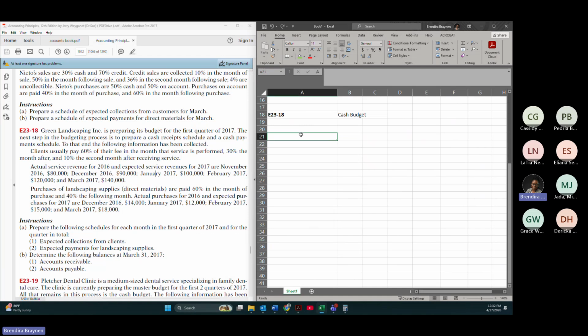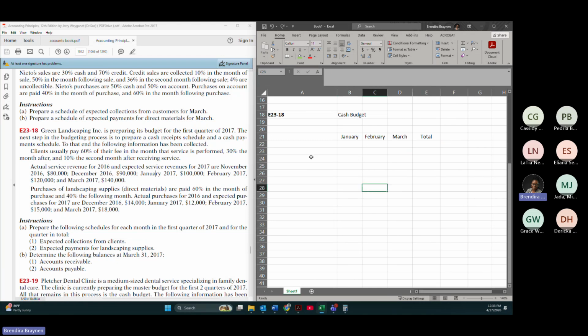We could leave a column just for information or the writing, but then you need the columns based on whatever months you're working with. They say that it is for the first quarter of 2017, so that's going to be January, February, March, and then they say on the total, so we put a total. Okay, those are your main things.